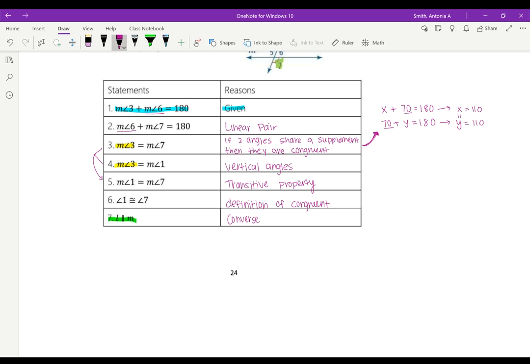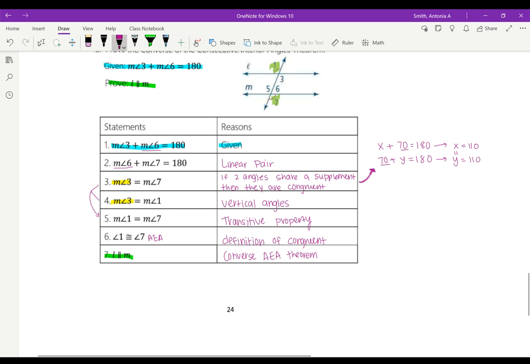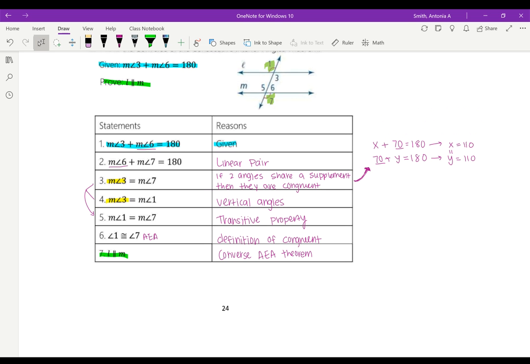To figure out which one I put here, look at what kind of angles you had right above. These angles are alternate exterior angles. So my converse is the alternate exterior angles theorem, which says that if alternate exterior angles are congruent, then two lines are parallel. And we proved what they wanted us to prove. Okay, so now we know that those lines are parallel.